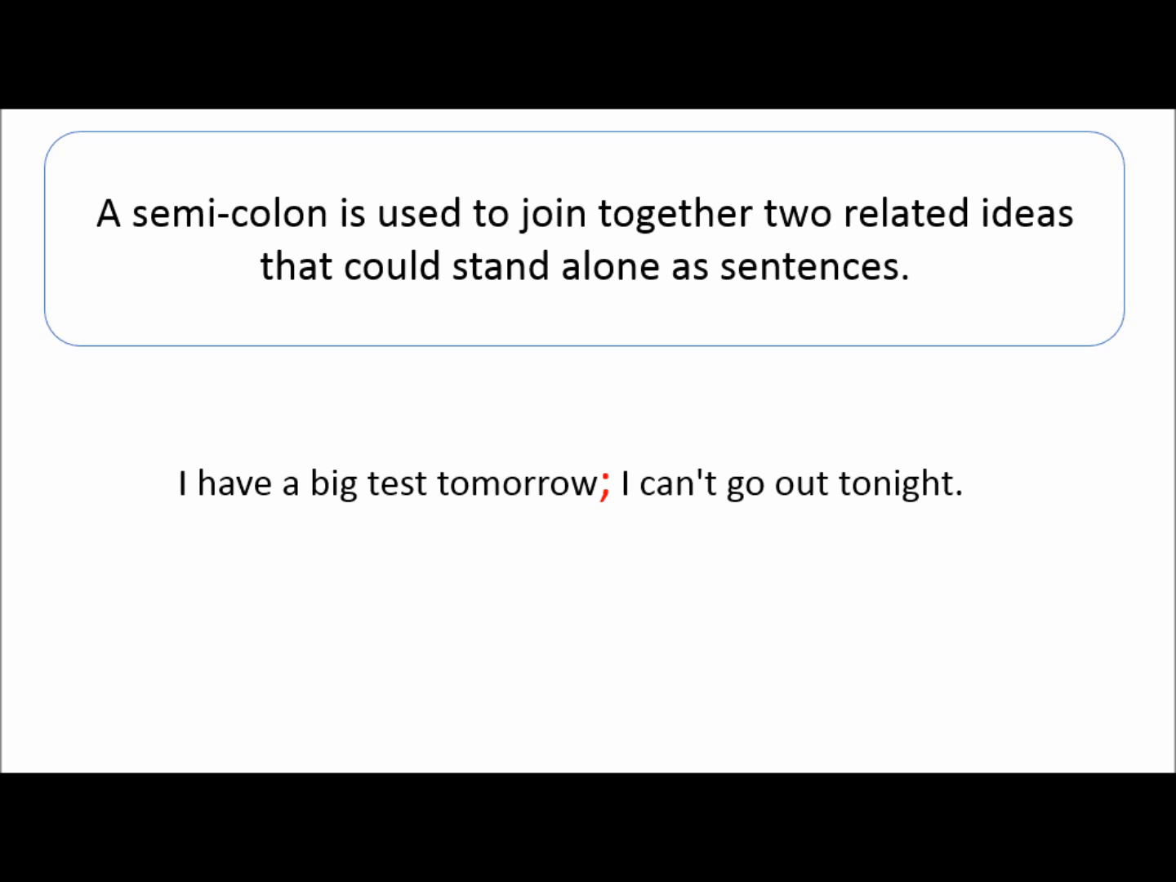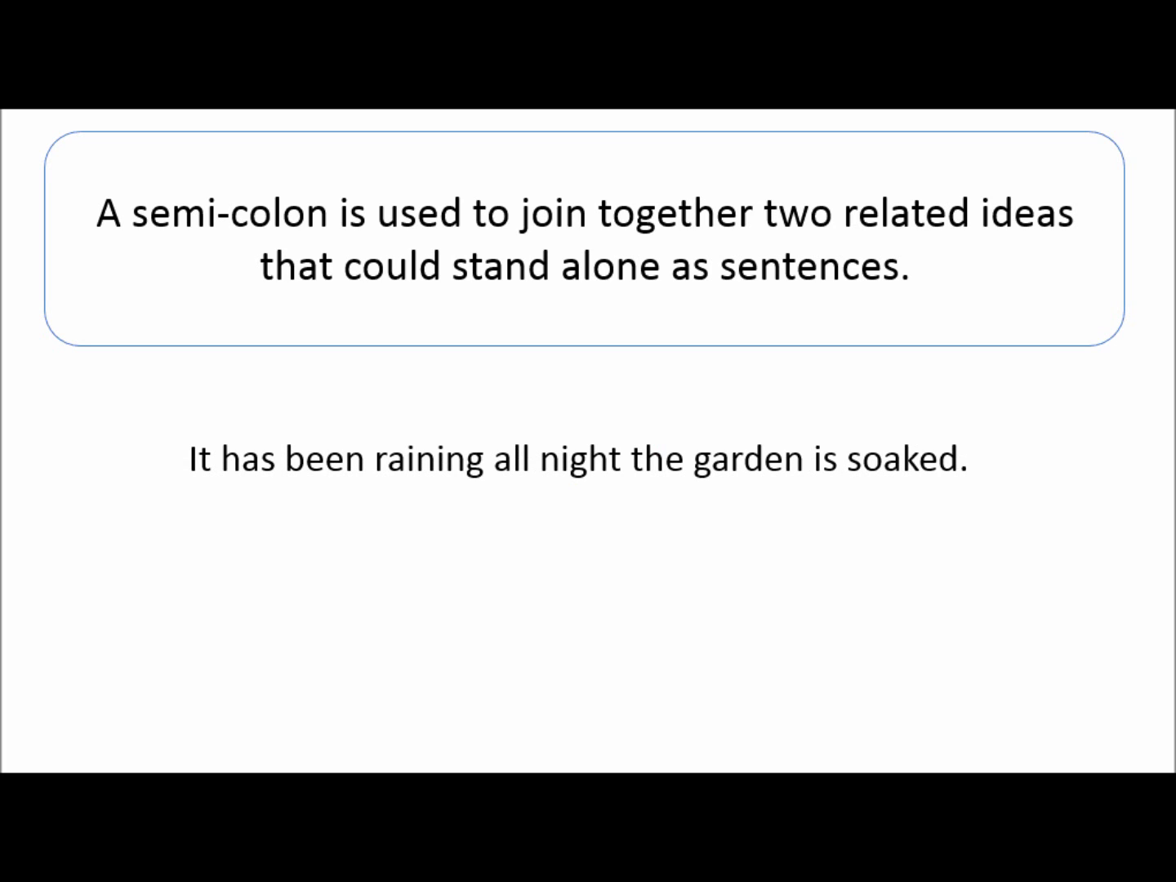Here is an example. I have a big test tomorrow. I can't go out tonight. Now those two statements could stand alone as separate sentences. They could have a full stop between them. However, they are related ideas. They are saying very similar things, and so it makes sense to put a semicolon between them to show this.